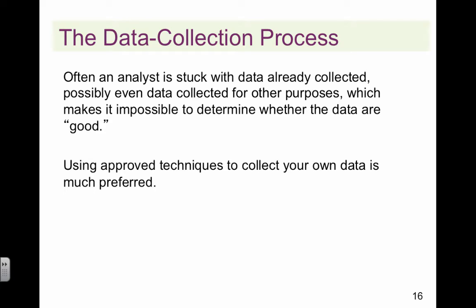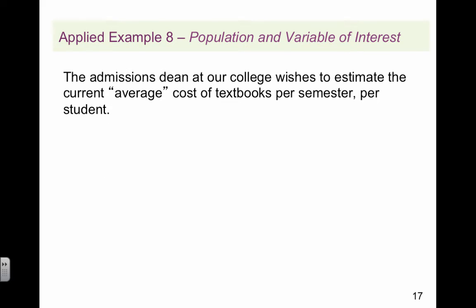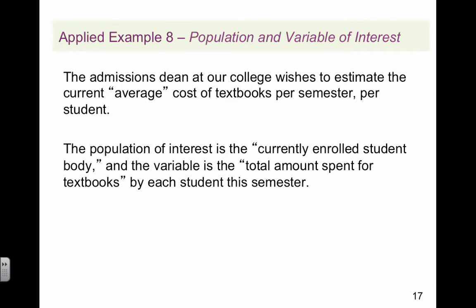It is much better to try and find a technique where you don't have a limited sample. So, for example, the admissions dean of our college wants to estimate the average cost of textbooks per semester per student. Please remember that the book we use is a college textbook, and so often their examples are college-based. So, the population of interest is the currently enrolled student body. Those are the people we want to know about, but we don't want to ask every student because that would be too much information and the cost of collecting that data would be too much. So the variable we want to know is total amount spent for textbooks per student per semester.